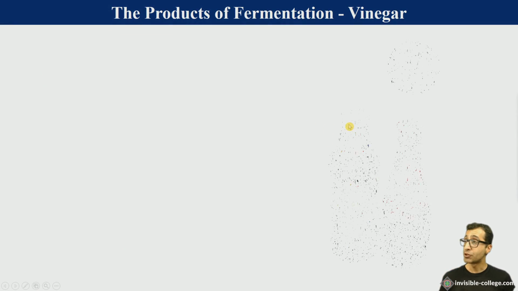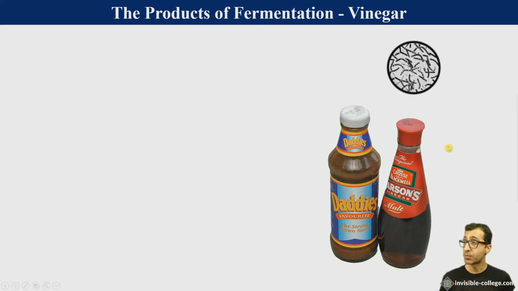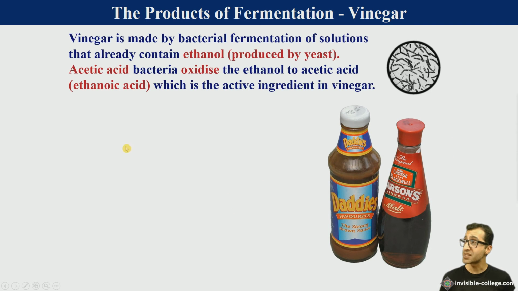Now we can also produce vinegar as a product of this process. So this is made by bacterial fermentations of solutions that already contain ethanol, which has already been produced by alcoholic fermentation in yeast. Now acetic acid bacteria will oxidize the ethanol to form acetic acid or ethanoic acid, and ethanoic acid is the active ingredient which gives vinegar its flavour.